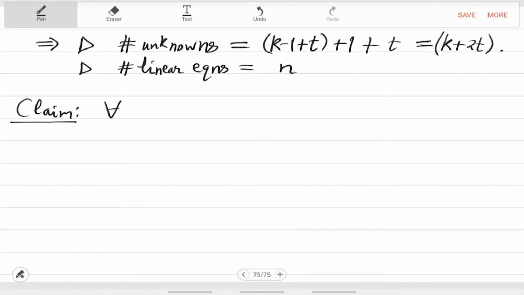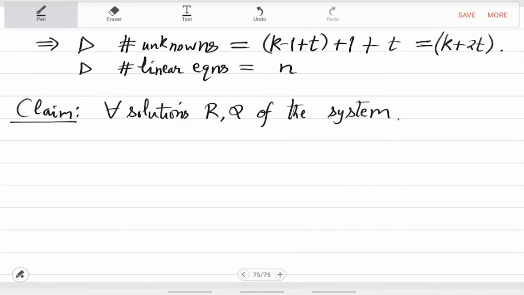That for all solutions R, Q of the system, Q divides R, as long as n is sufficiently large.